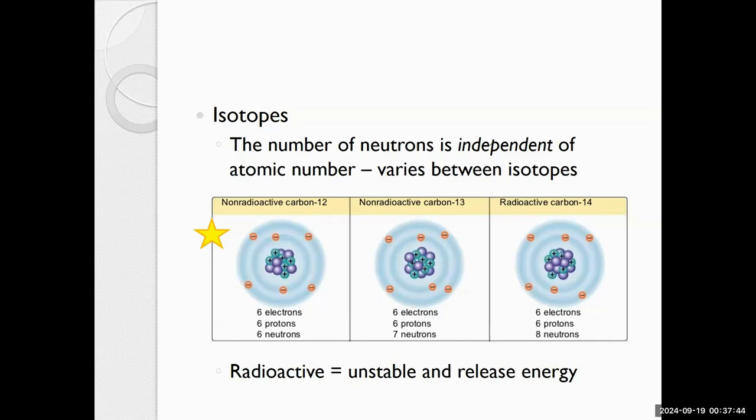And so what we're seeing here is isotopes of carbon. In all three cases, there are 6 protons and 6 electrons, 6 positives, 6 negatives, a very well-balanced charge of this element. But in each of the 3 examples, we see the neutrons vary from 6 neutrons to 7 neutrons to 8 neutrons.